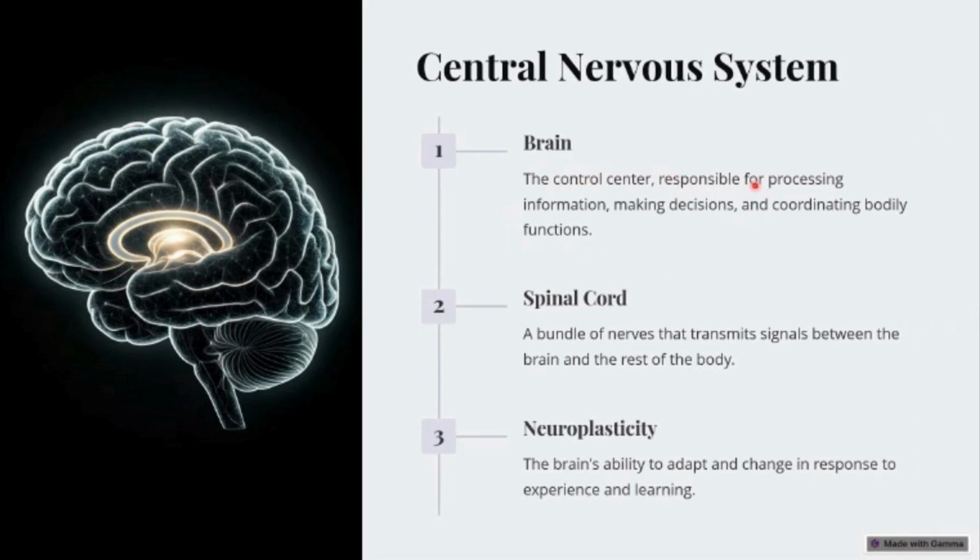So the brain is the control center which processes the information, makes decisions and coordinates bodily functions. The spinal cord is a bundle of nerves, or you can say the highway, that transmits the signal between the brain and the rest of the body. Neuroplasticity, very important: the brain's ability to adapt and change in response to experience and learning.